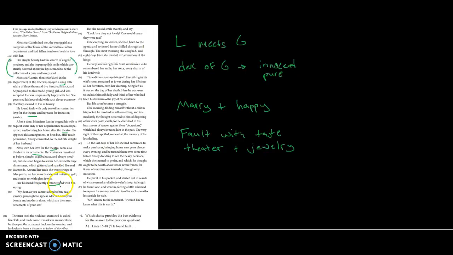You may not know what that word means, but let's think about this. What is he saying? And see if we can get a sense of what remonstrated means. He says, "My dear, as you cannot afford to buy real jewelry, you ought to appear adorned with your beauty and modesty alone." So it seems like he's arguing with her. He's telling her, don't do this. So the husband, L, is not happy with jewels.